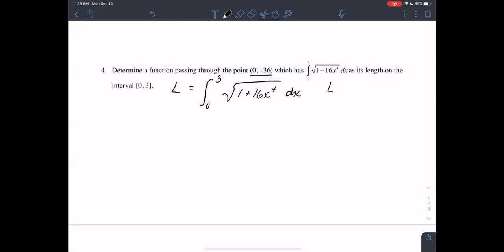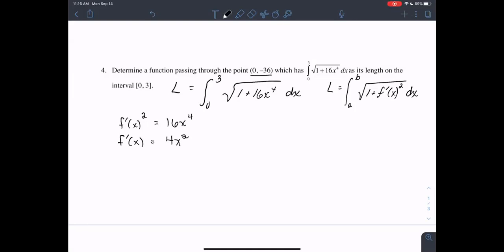Here's my formula for arc length. Integral from a to b, square root of 1 plus f prime of x squared. I want to know what f of x is. What does the 16x to the 4th represent? Your derivative, your f prime, right? Your f prime squared is the 16x to the 4th. So 4x squared is one possibility. And this did just say determine a function, so that would work. Notice you could also have said f prime of x equals negative 4x squared if you had wanted to. This just says determine a function that does this. We'll take the easier one.